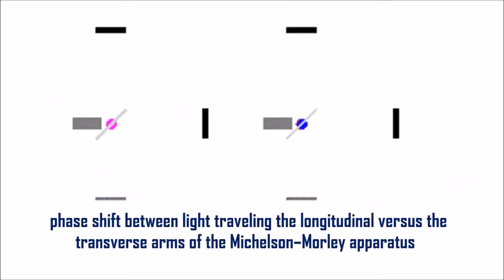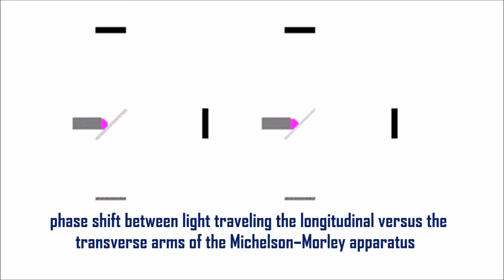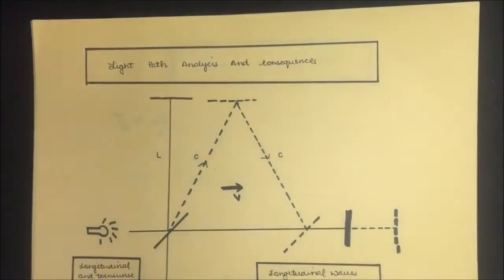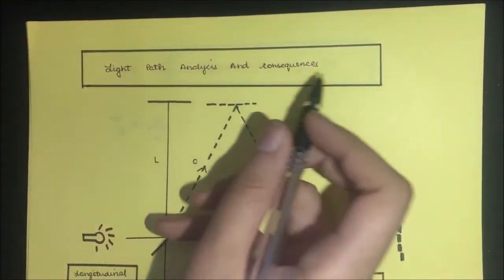Okay, so in this slide, we see the phase shift between light traveling the longitudinal versus the transverse arms of the Michelson-Morley apparatus. And now we're going to show you what the calculations of this experiment look like. Here are the calculations for the experiment. Light path analysis and consequences.